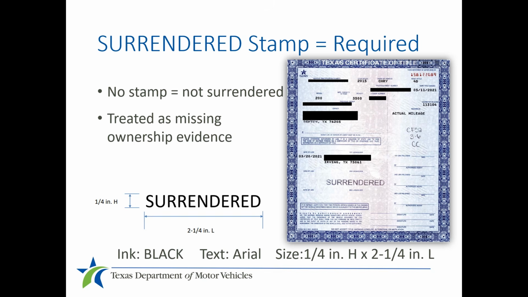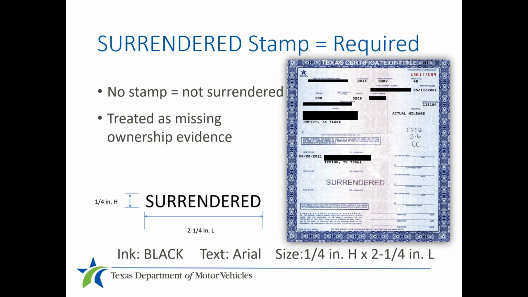A surrendered stamp shows that the title has been properly surrendered and meets the requirements. If there is no surrendered stamp, the ownership evidence should be treated as missing. This is one of the most common return reasons, but it is also one of the easiest to prevent. Taking a few extra seconds to review your documents before uploading can help avoid delays and returned transactions. Now that we have covered missing documents and surrendered stamp requirements, let us move on to the second highest return category.